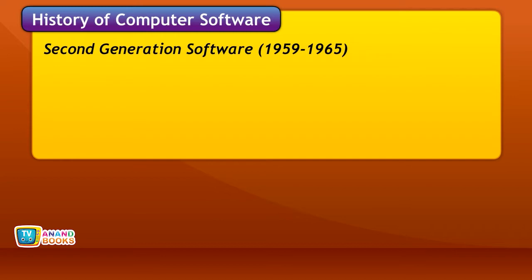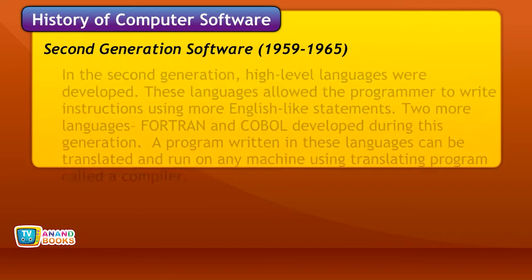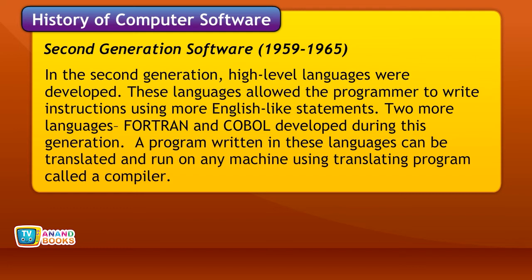1959 to 1965. In the second generation, high-level languages were developed. These languages allowed the programmer to write instructions using more English-like statements. Two more languages, Fortran and COBOL, were developed during this generation. A program written in these languages can be translated and run on any machine using a translating program called a compiler.